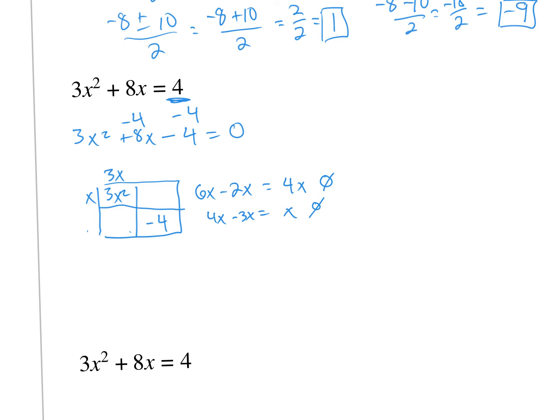Let's try a different one: 4 over here, 1 over here. 3 times 4 is 12. 1 times x is 1x. Even if I make one of them negative, it still doesn't work, because 12 and 1 still don't give 8. So I've tried every combination of factors to try to make 8, and it doesn't work. So this does not factor.